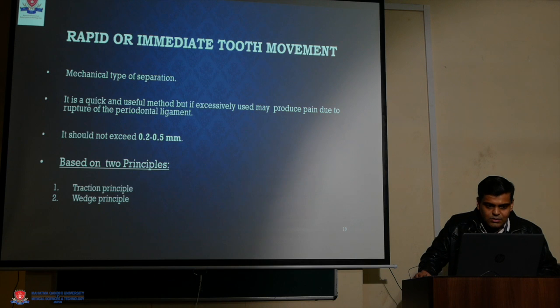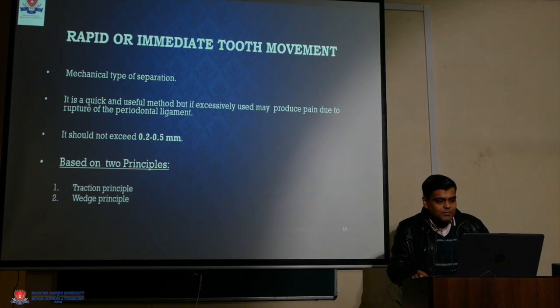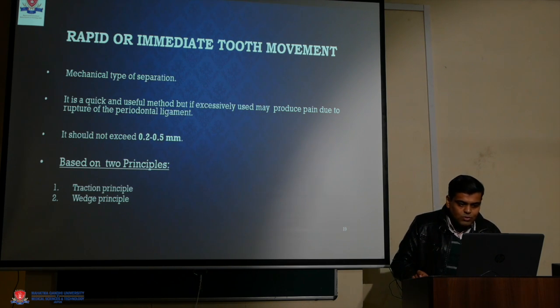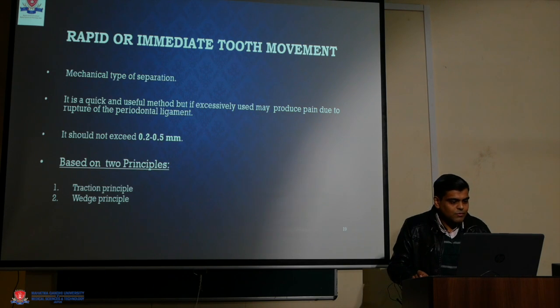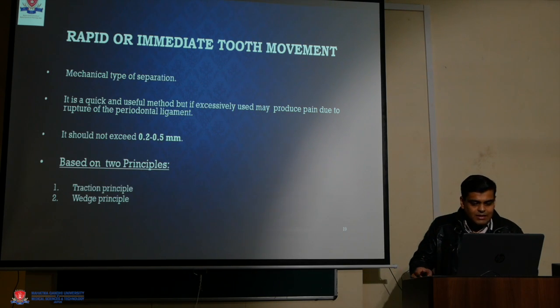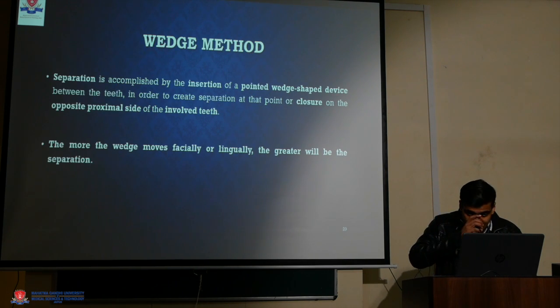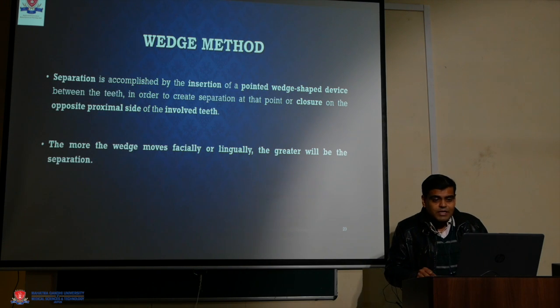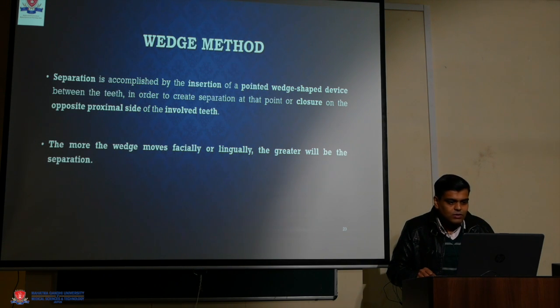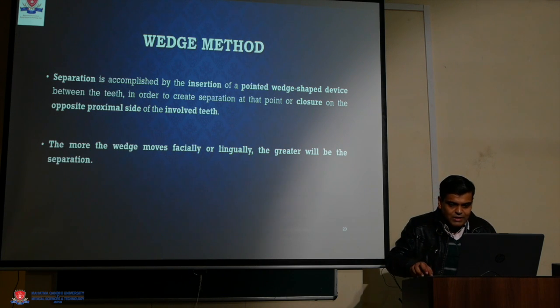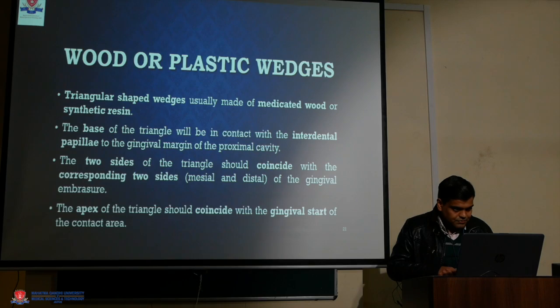Starting with rapid or immediate tooth movement, it requires a mechanical type of separation. It is a quick and useful method, but if excessively used, it may produce pain due to rupture of the periodontal ligament. So the movement should not exceed 0.2 to 0.5 mm. It is based on two principles, that is the traction principle and the wedge principle. Starting with the wedge principle, the separation is accomplished by the insertion of a pointed wedge-shaped device between the teeth in order to create a separation at that point or closure on the opposite proximal side of the involved teeth. The more the wedge moves facially or lingually, the greater will be the separation.